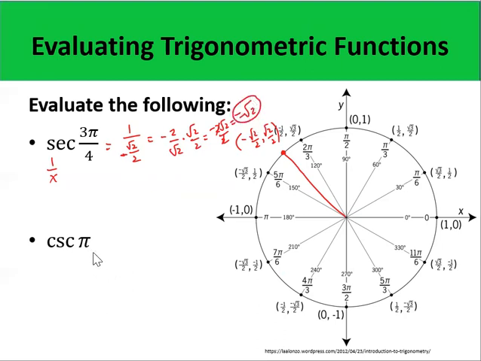And then cosecant of pi. So pi is an axis angle. Its terminal point is negative 1 comma 0. And cosecant is defined as 1 over y. So that's going to be 1 over the y coordinate, which is 0, which is undefined.